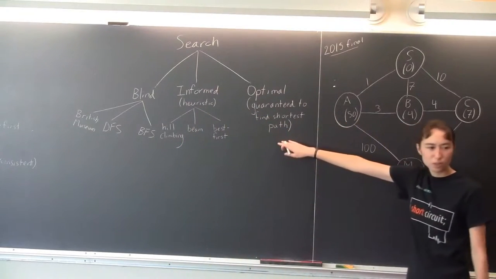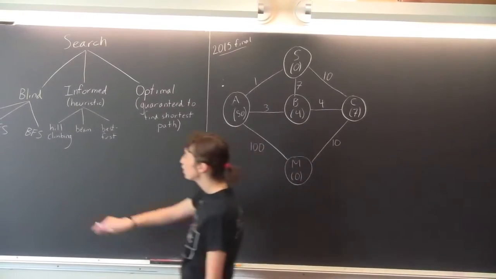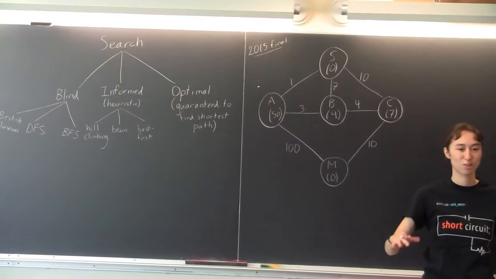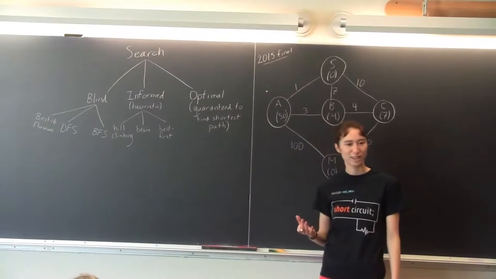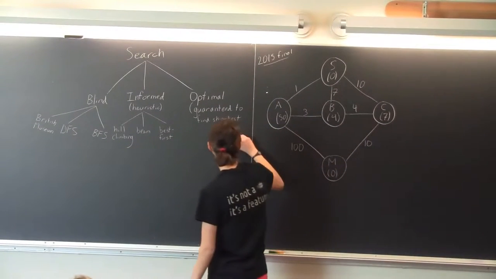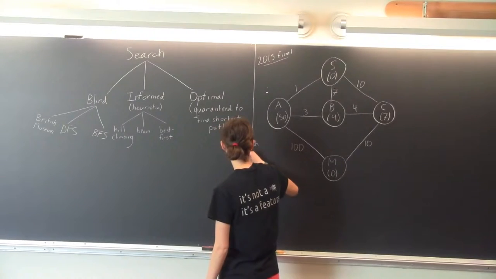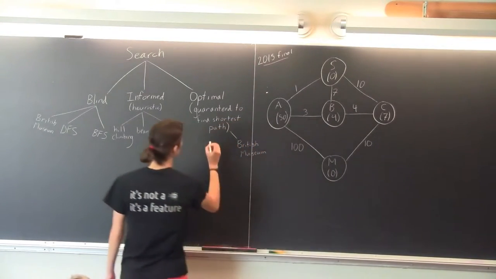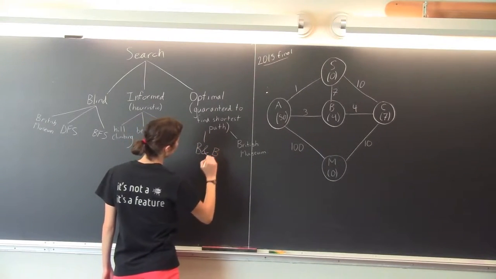And best first. And then optimal search, we know about branch and bound and its variations and A star, but actually British Museum is optimal because if you're going to look at every possible path, you will find the shortest path. So it's an extremely stupid search to do because it'll take forever, but it is technically optimal. And then we have branch and bound.